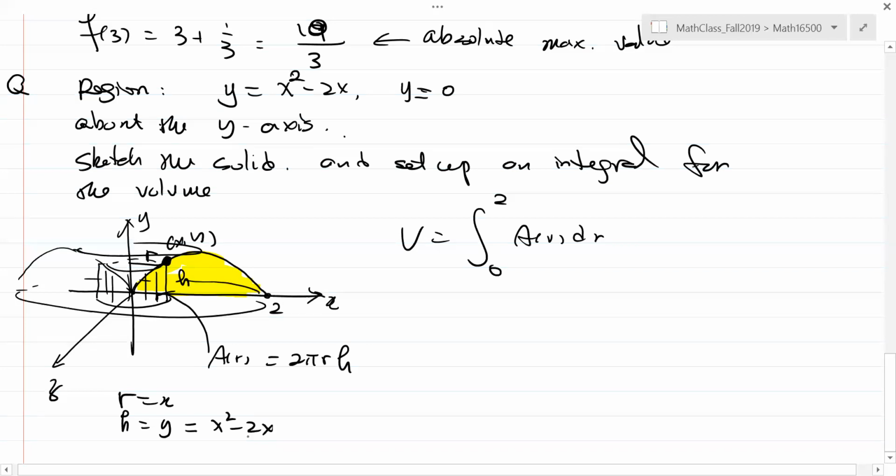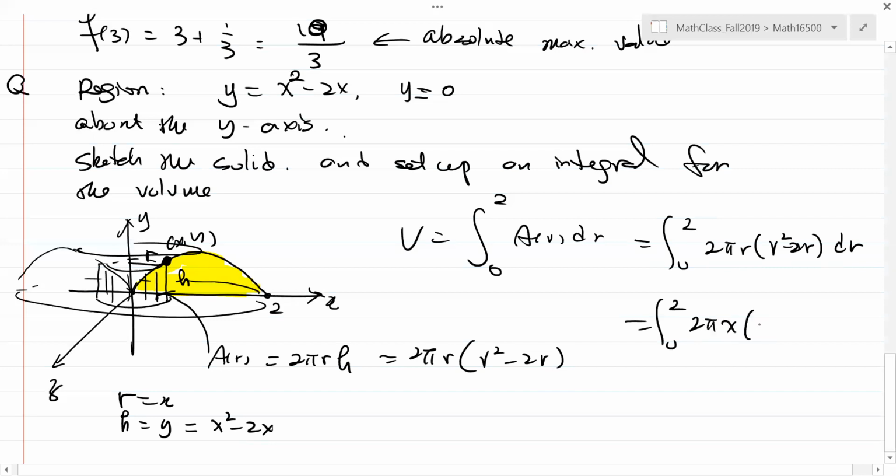So if you don't want to use the x variable, just use the r variable, then x is expressed by r. So this is 2 pi r times (r squared minus 2r). So you put there 2 pi r squared minus 2r and dr. That's it. Of course, r is x, x is r, so you can also express it in this form. But it's harder to express in terms of the y variable.